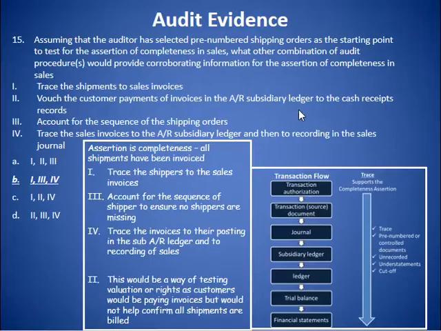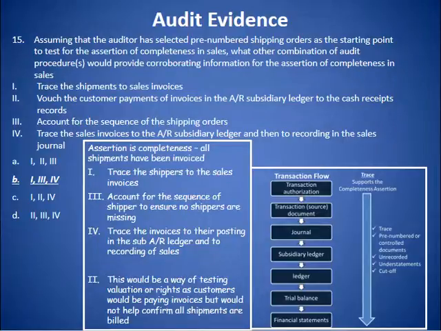Okay, let's take a look at the answer to number 15. Assuming that the auditor has selected pre-numbered shipping orders as a starting point to test for the assertion of completeness in sales, what other combination of audit procedures would provide corroborating information for the assertion of completeness in sales?